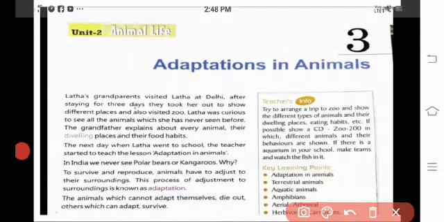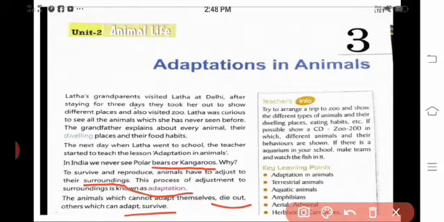Next day when Lada went to school, the teacher started to teach the lesson adaptation in animals. In India, we never see polar bears or kangaroos. Why? To survive and reproduce, animals have to adjust to their surroundings. This process of adjustment to surroundings is known as adaptation. That is the meaning of adaptation. The animals which cannot adapt themselves die out, while others which can adapt survive.